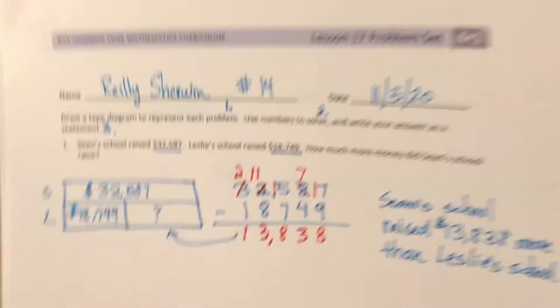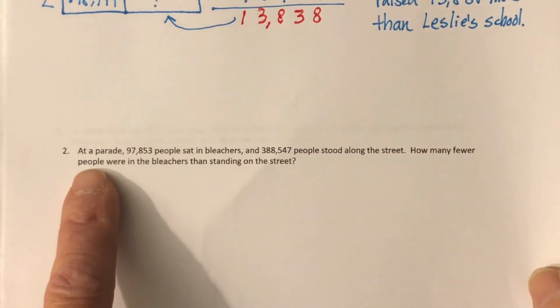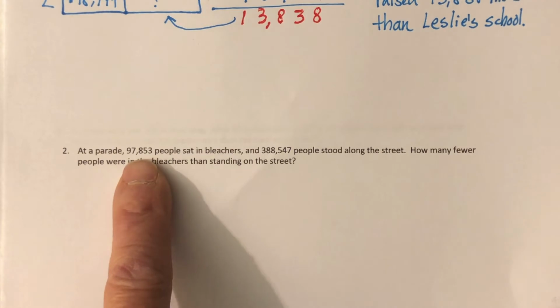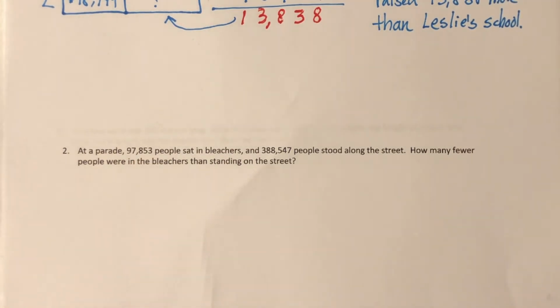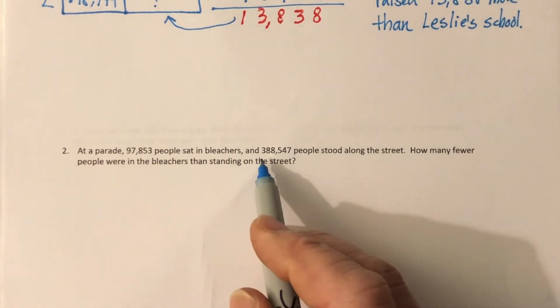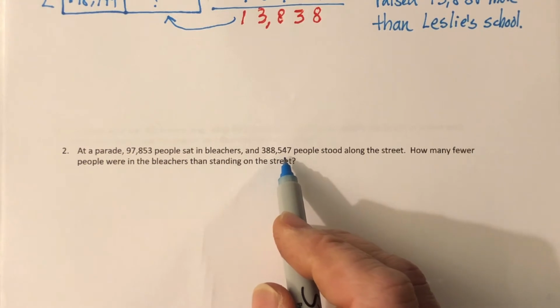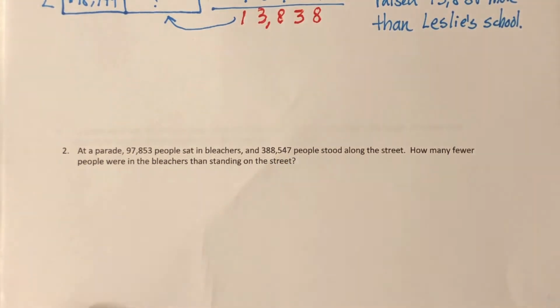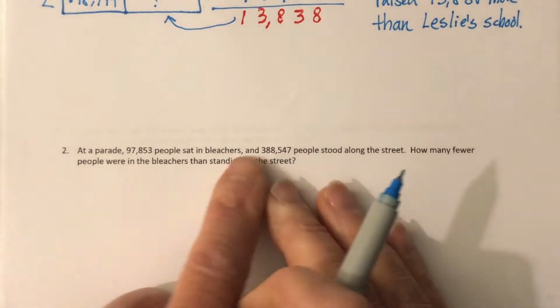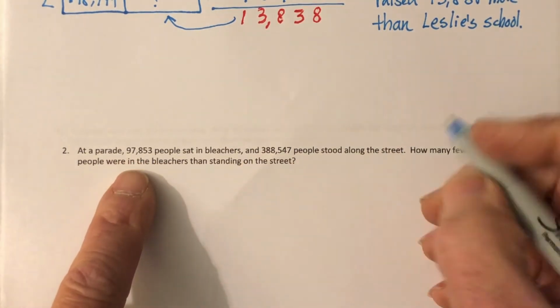So let's take a look at this one down here. So there's my additive compare. How much more, how much less? All right. At a parade, 97,853 people sat in bleachers, and 388,547 people stood along the street. Wow, that seems like a disparity here. It seems weird. Period, stop.